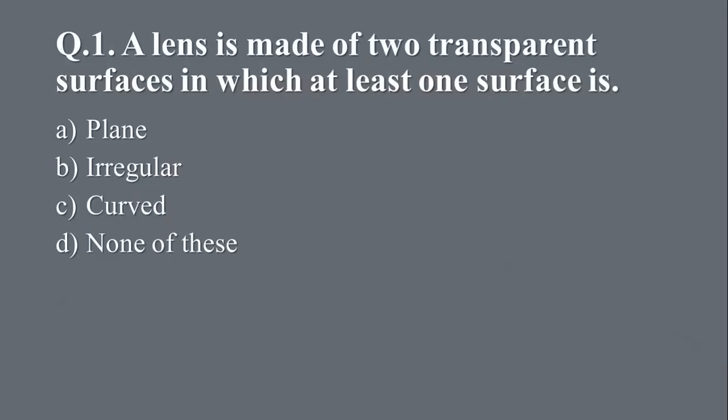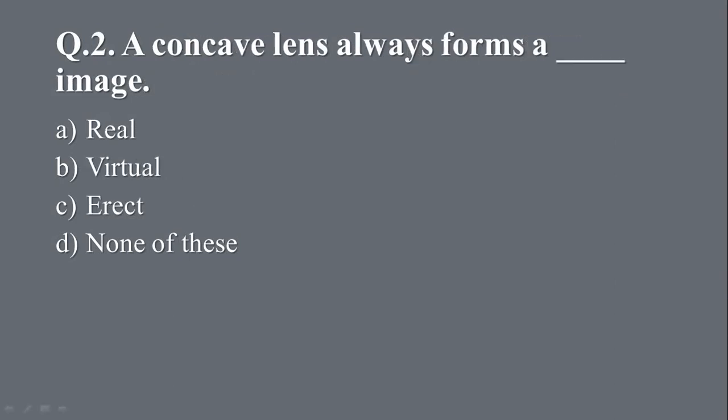Question 1. A lens is made of two transparent surfaces in which at least one surface is dash. Your options are A. plain, B. irregular, C. curved, D. none of these. And the right answer is C. curved. Question 2. A concave lens always forms dash image. Option A. real, B. virtual, C. erect, D. none of these. And the right answer is B. virtual.